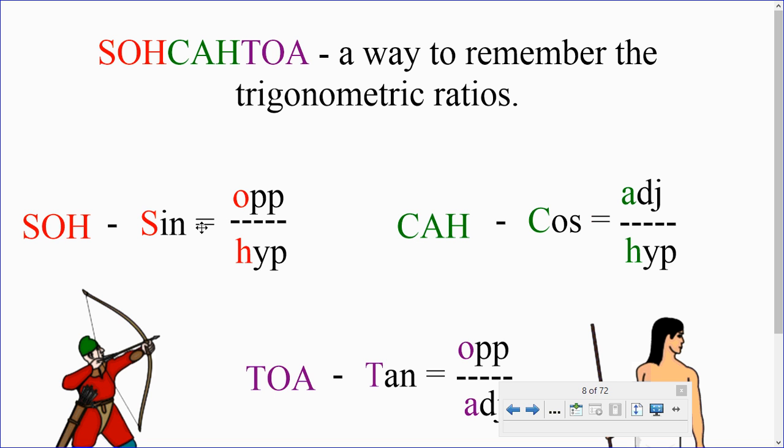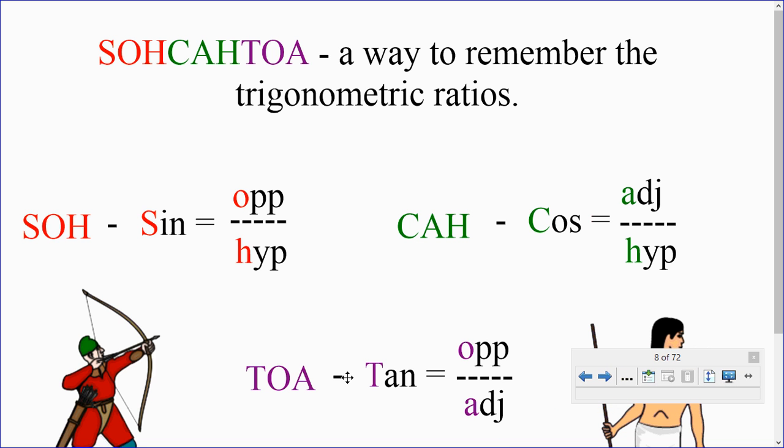S-I-N, sine, is the opposite over hypotenuse. There's the S-O-H, and so, C-A-H. CA stands for cosine, adjacent over hypotenuse. And we have TOA, the last part of SOHCAHTOA's name, tan, which is tangent, opposite over adjacent. So that's a quick, cute way to remember how to get your ratios.